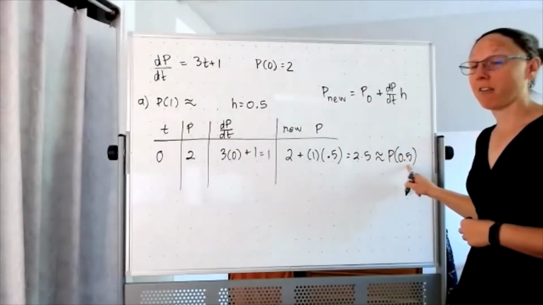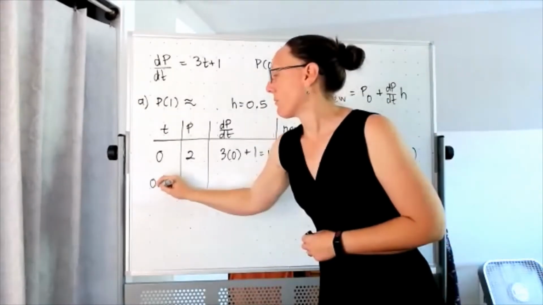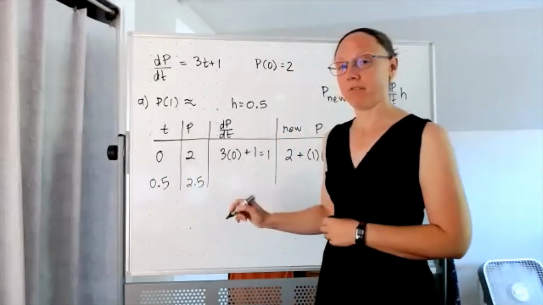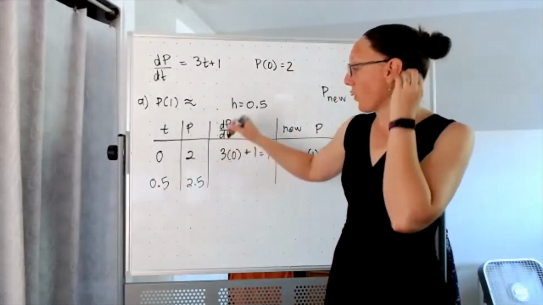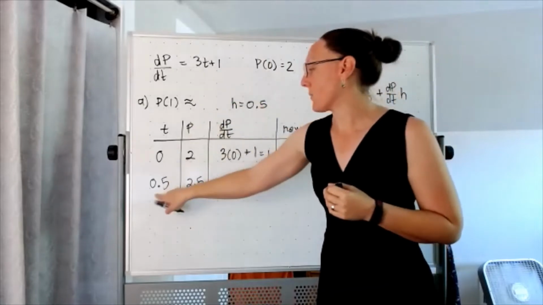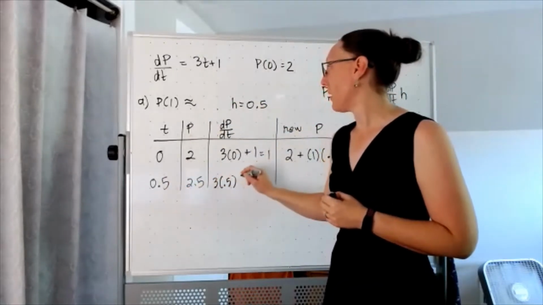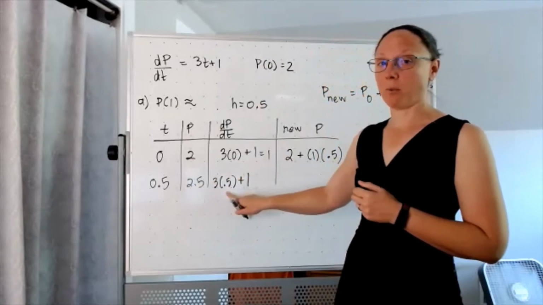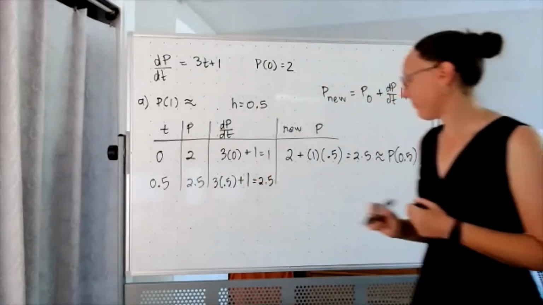We haven't gone far enough. We're trying to get to P of 1. So now I'm standing at 0.5, 2.5. We're going to repeat the process from there. I'm going to calculate my slope. So I've got 3 times 0.5 plus 1. Well, 3 times 0.5 will be 1.5 plus 1 is going to give me 2.5.